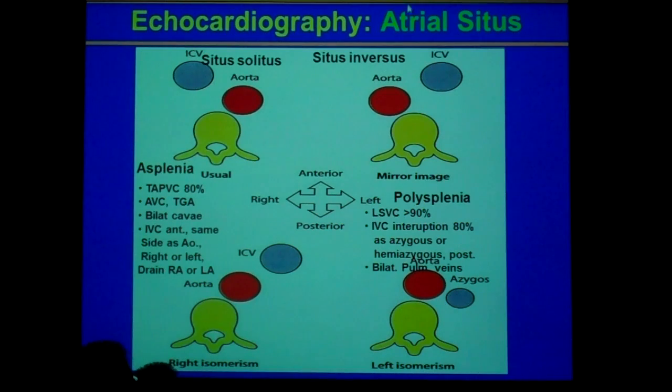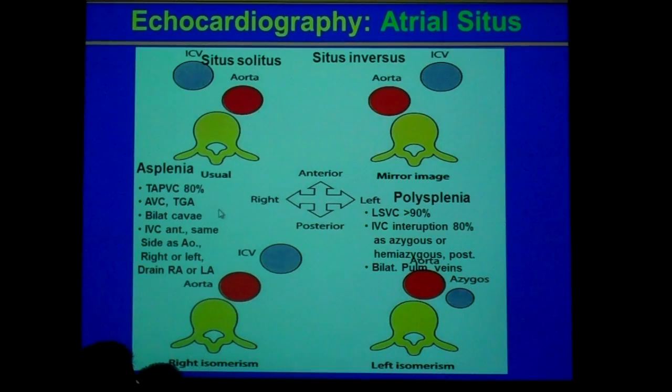Then you can also peep in: the liver should be here on the right in a normal situation, spleen here. In this one, the spleen will be on the right and the liver on the left. So you're dealing with situs inversus. Atrial position is also switched. On the other hand, if you see this, the IVC is anterior a little bit to the aorta on the same side, on the left. That's typical of asplenia or bilateral right-sidedness.